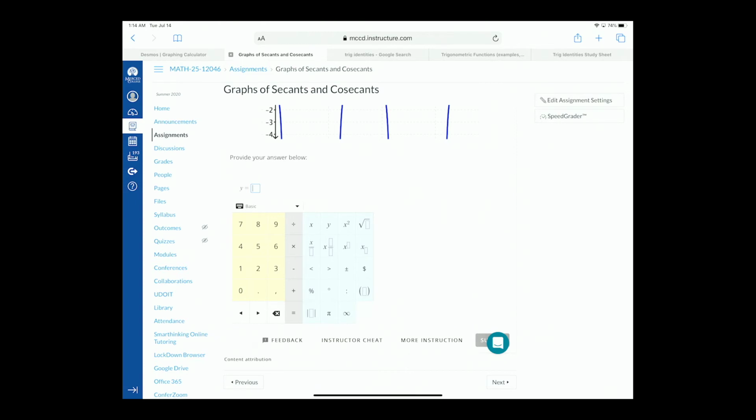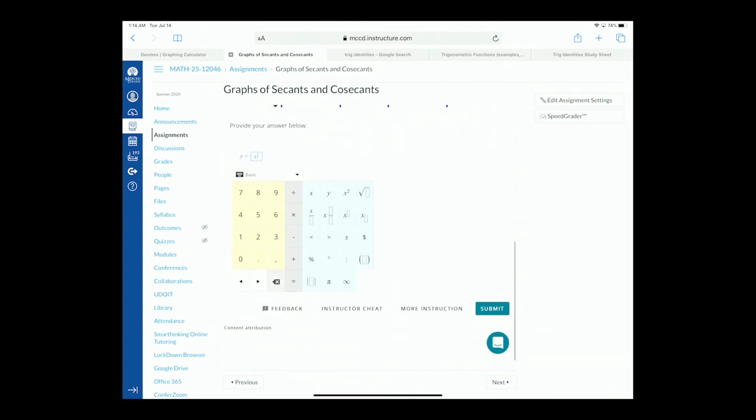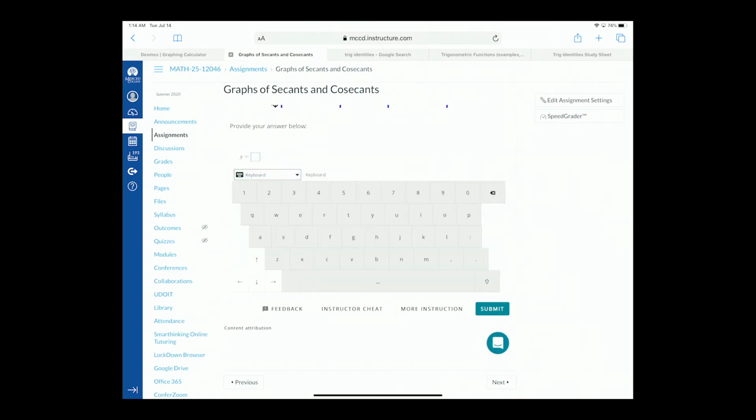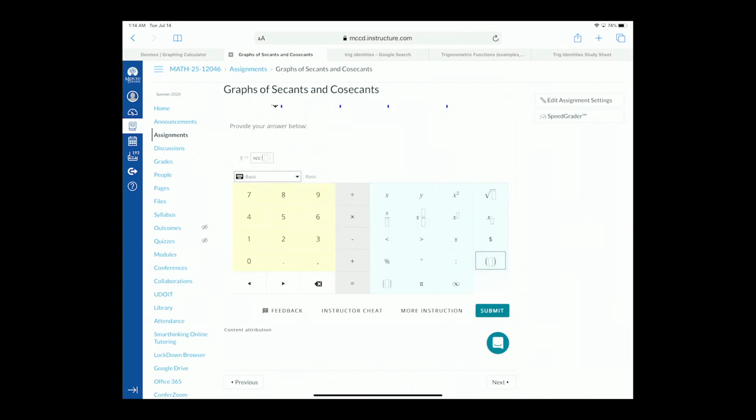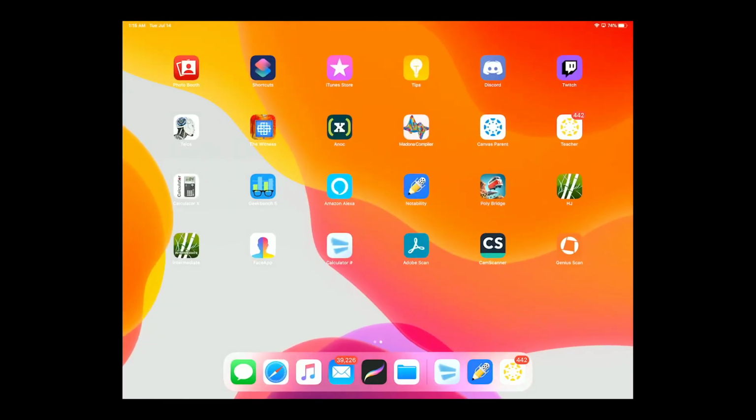Okay, what do we got? 1 secant. That's not what I wanted. I wanted to scroll. How do I get a function? I hate this. All right, what is it? Y secant, parentheses, we need 2. Is it 2? I forget.